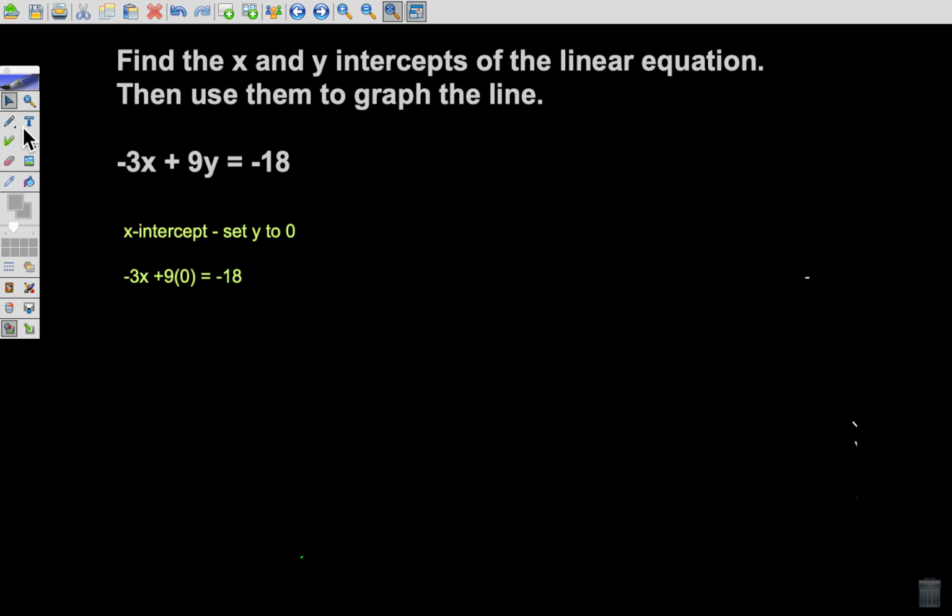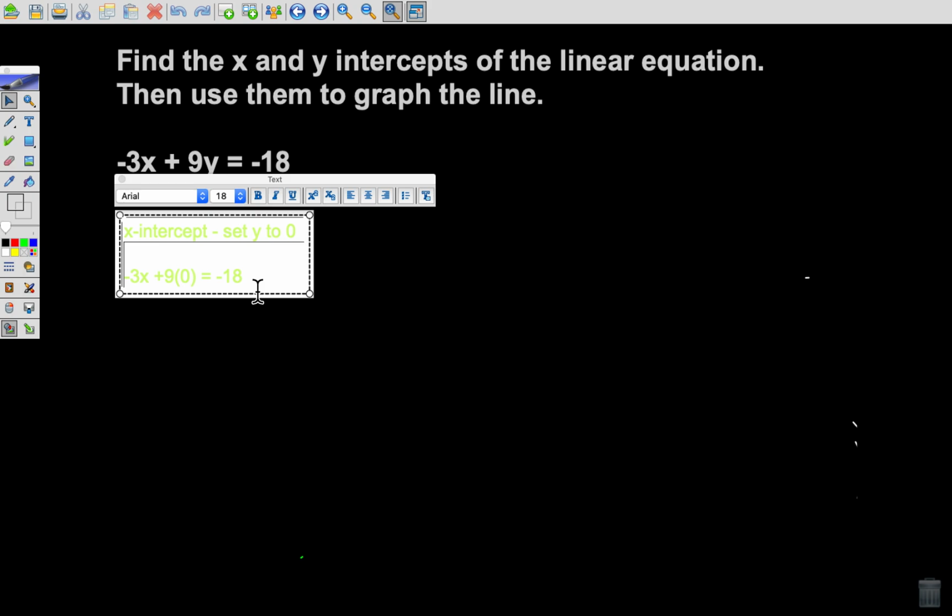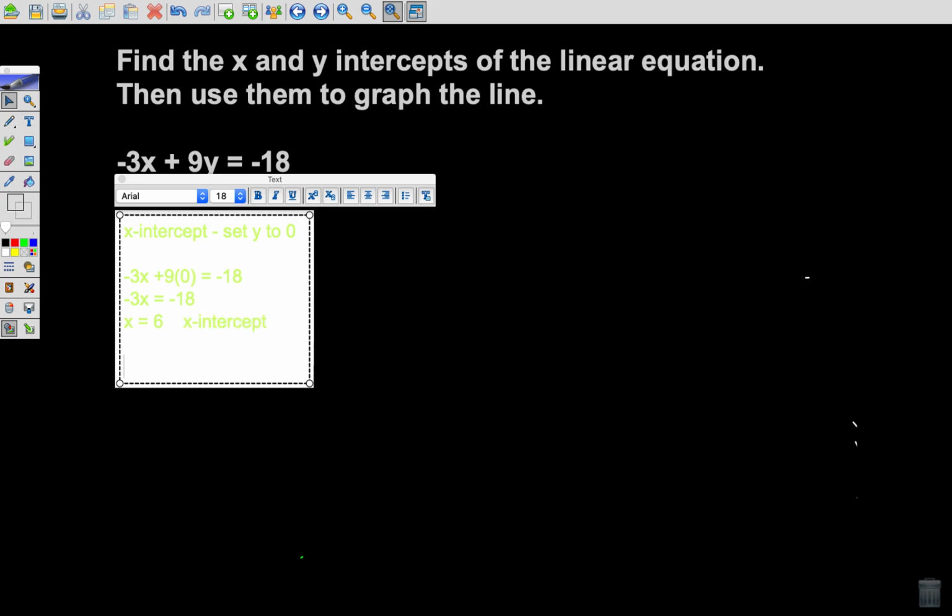All right, so that's what it looks like so far. Now 9 times 0 is 0. So therefore, we just really have -3x equals -18. Divide by -3 and we get x equals 6. So that's our x-intercept. All right, and it should be because it's x equals, all right?